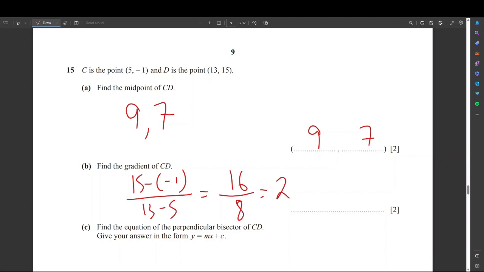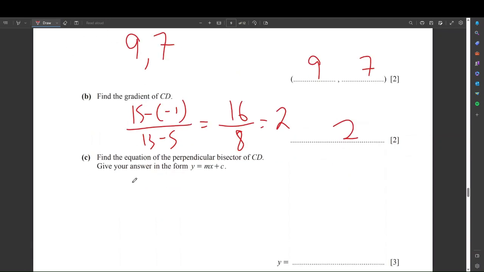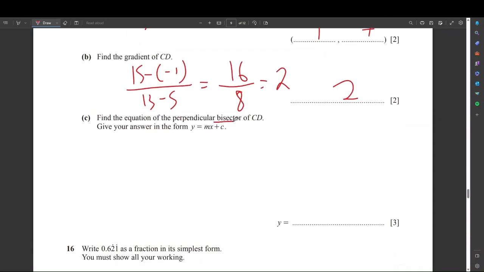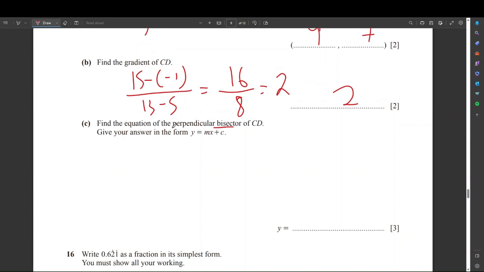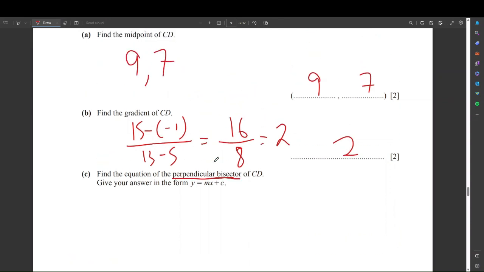So we get a gradient of 2. Find the equation of the perpendicular bisector of CD. The most important word over here is perpendicular bisector. If it was just a line going perpendicular to it, then it would be meaningless. It's a lot simpler that way.